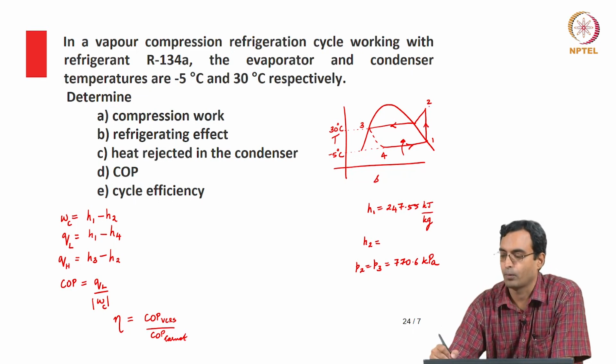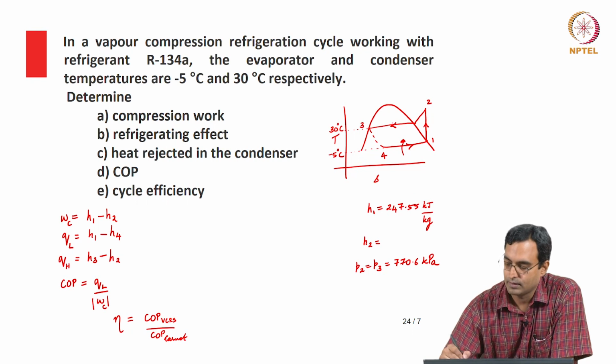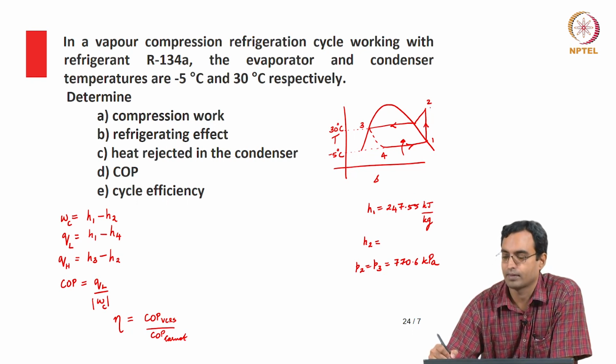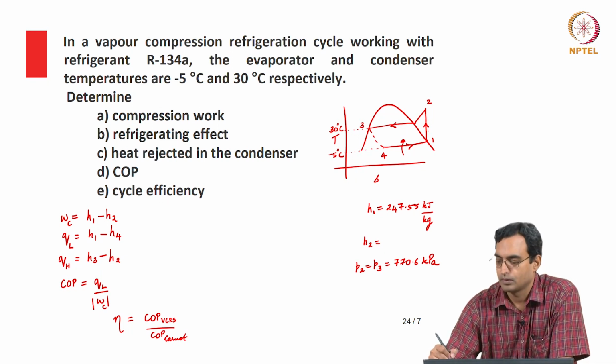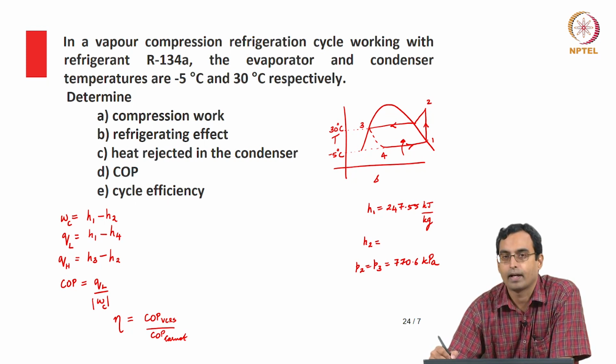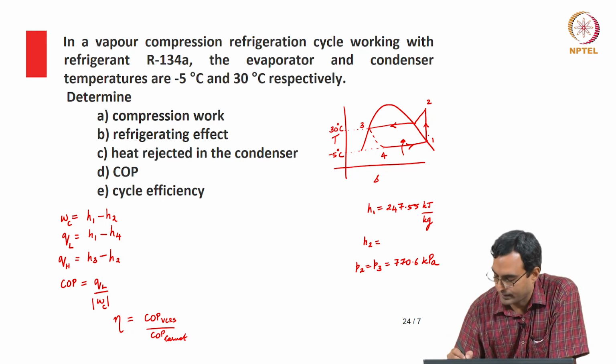So, how do I find point 2? Point 2 is the intersection of this constant pressure line going from 3 to 2 and the constant entropy line going from 1 to 2. So, what I need is, I know that this is in the superheated region, it is on the right of this dome. I need to find out at this pressure in the superheated tables a value which has the same entropy as point 1. So, let me find out the entropy at 1.